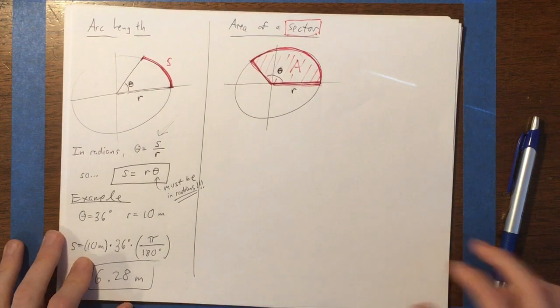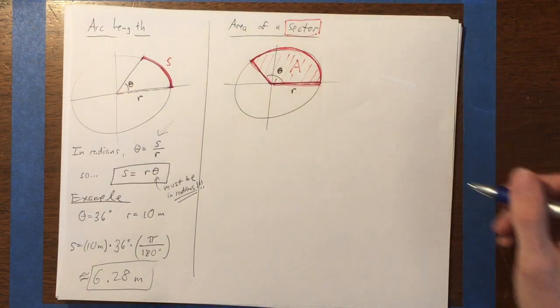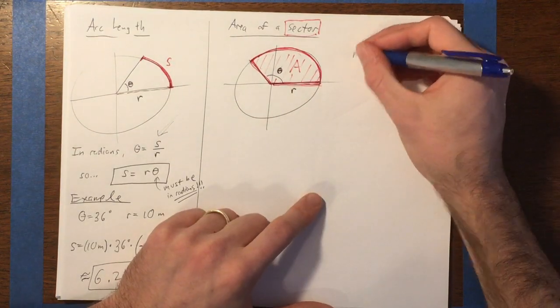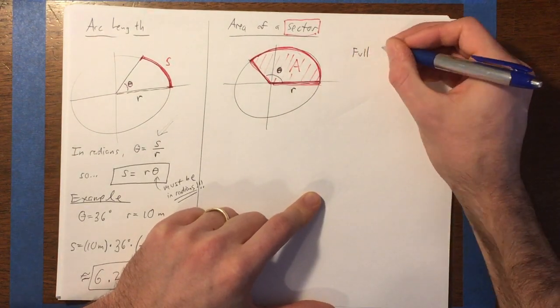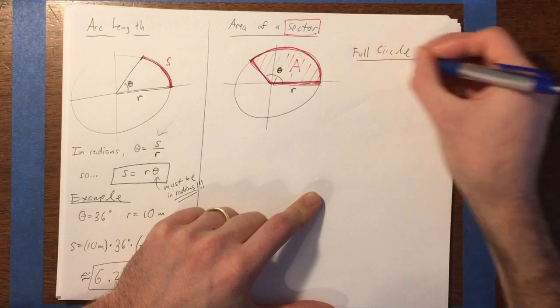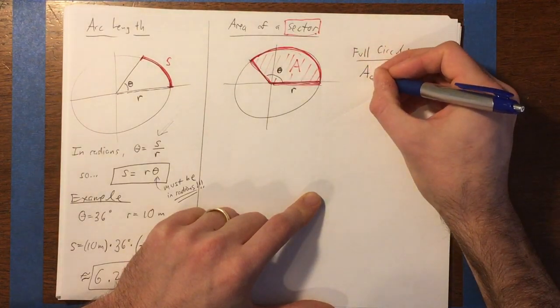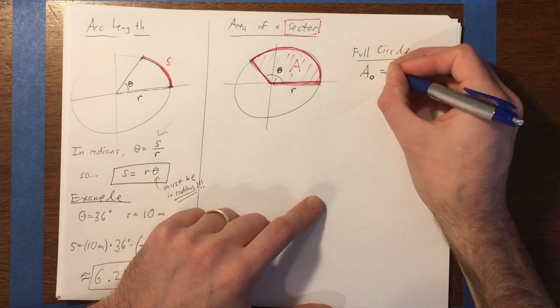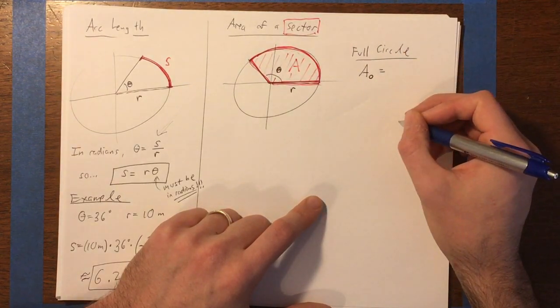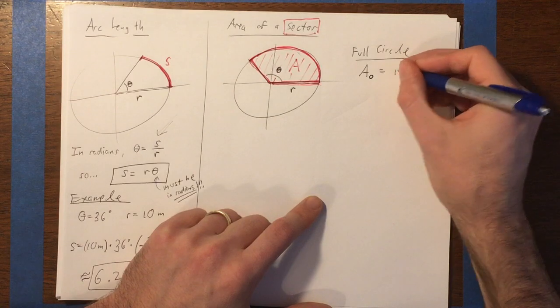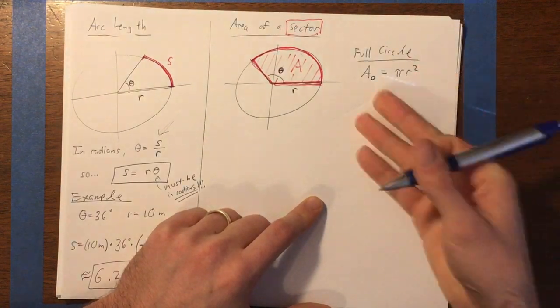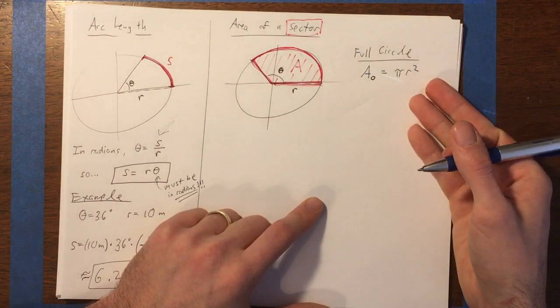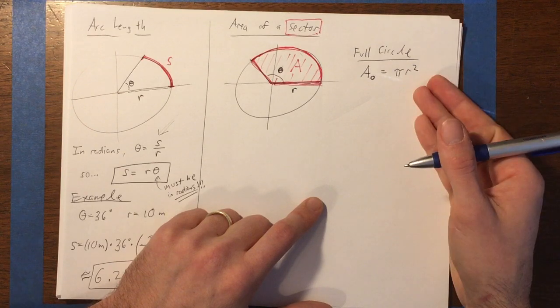Okay, so to figure out a formula for calculating the area of a sector, let's first remember the formula for the full circle area. Area of the whole circle. I'm going to call that A subscript circle, which kind of looks like A0. That area of the full circle, from geometry, we know is pi times r squared. Pi r squared, hopefully a formula you remember. So that's all fine and dandy.